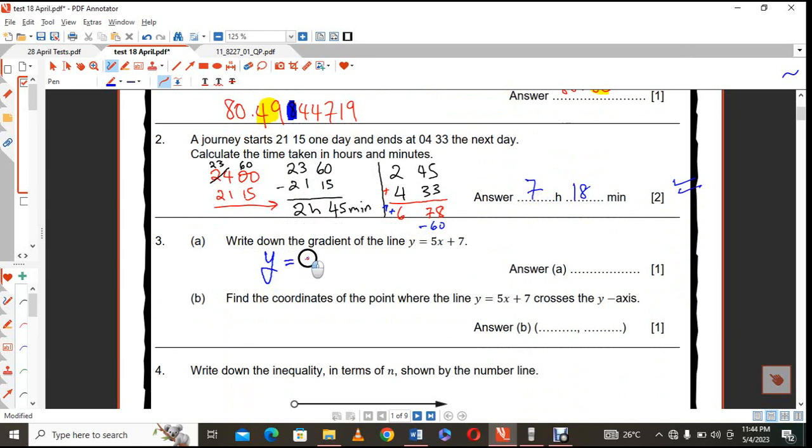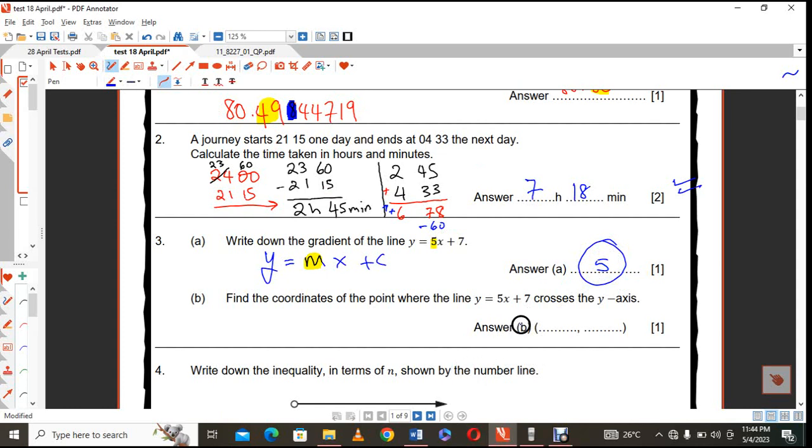When an equation is written in the form y equals mx plus c, you should know that the m, in this particular case the 5, represents the gradient. So when it says write down the gradient, okay, there's no calculation, you just have to write it down. All right, and the answer is 5. So maybe some people they might say m equals to 5 or just 5.